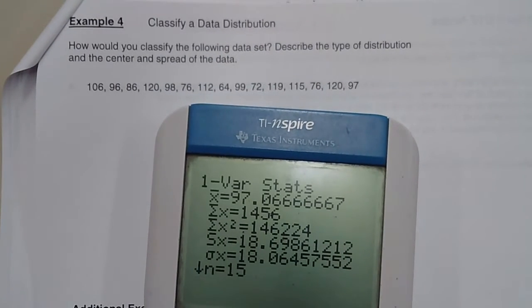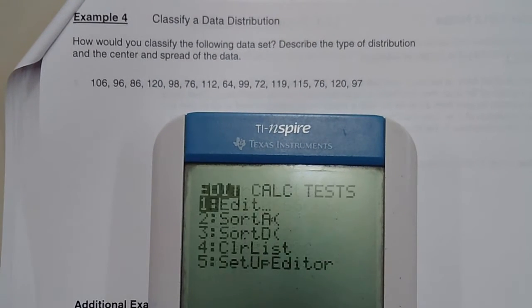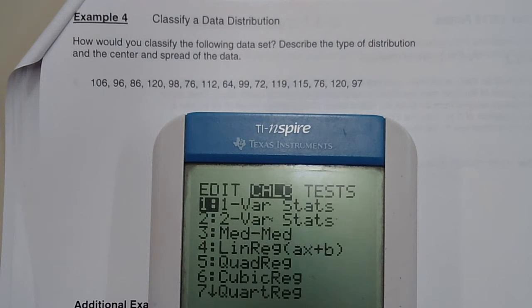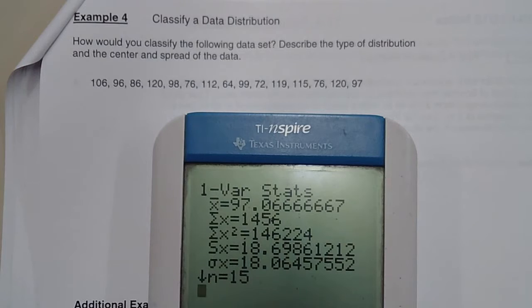Okay, so I went ahead and put my data in. Remember, it's just put my data in my list. I went over to stat, calc, one-var stats. So then I get all my information here. So I'm going to talk about ways you want to look at this.